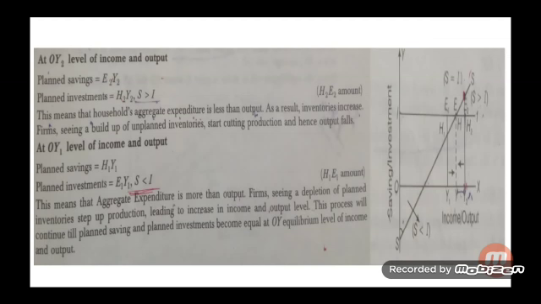It means at the point OY, where the equilibrium level of income is equal to the equilibrium level of output, E is the equilibrium point. I hope both the approaches are clear to everyone.